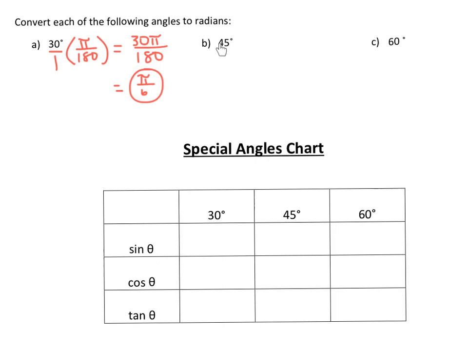Okay, so then 45 degrees. Same thing, multiply by pi over 180. And if we put the 45 over 1, when we multiply the numerators, 45 times pi is 45 pi. And then 1 times 180 is 180. And since we're going to leave it in terms of pi, we're just simplifying 45 over 180. So that would simplify to 1/4. So 1 pi over 4, which is just pi over 4.